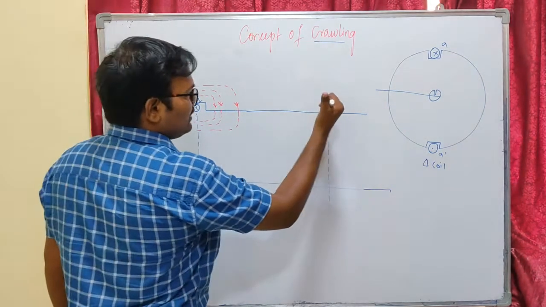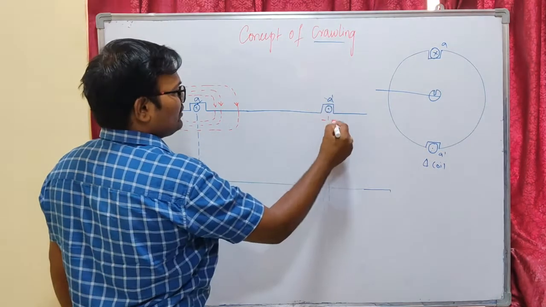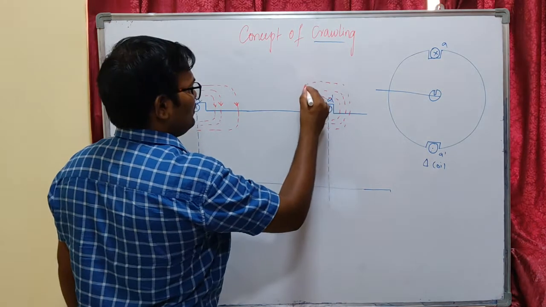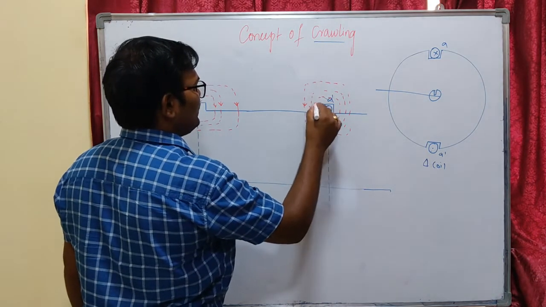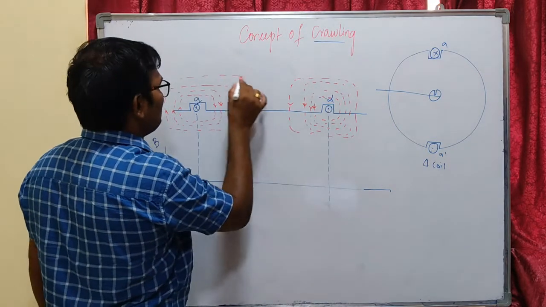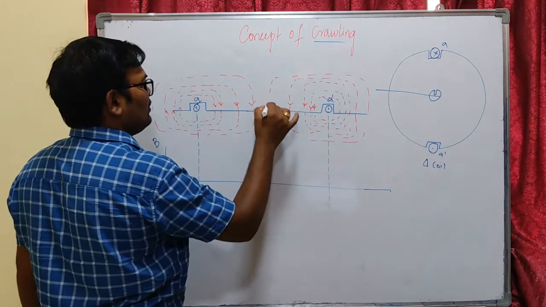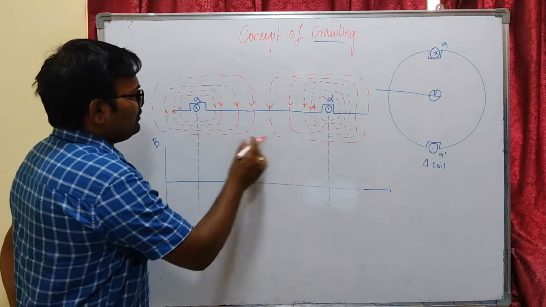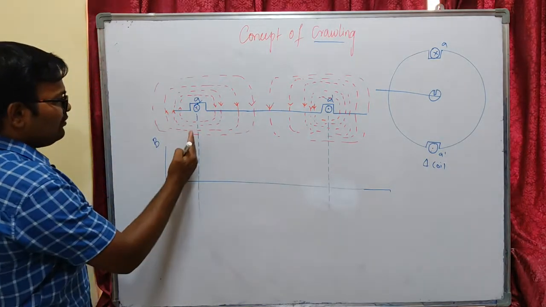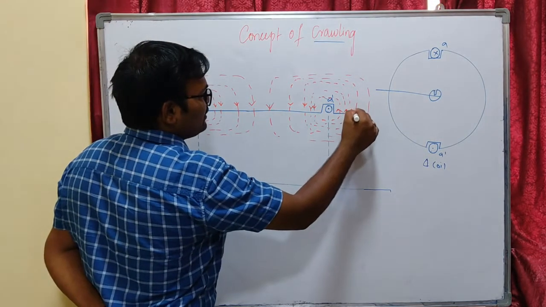And what is the direction of flux here? The current is coming out of the plane, so the direction of flux will be anti-clockwise. This is clockwise, that is anti-clockwise. In between these two, you can see the direction of the magnetic field is the same, and after this the direction is upward, and after this also upward.